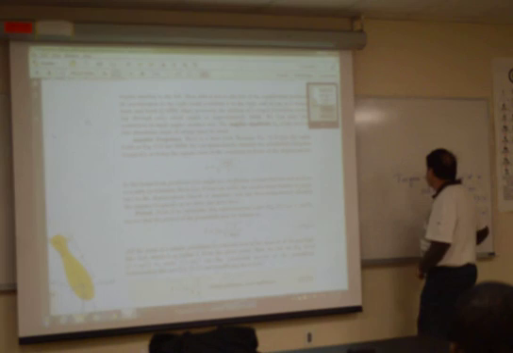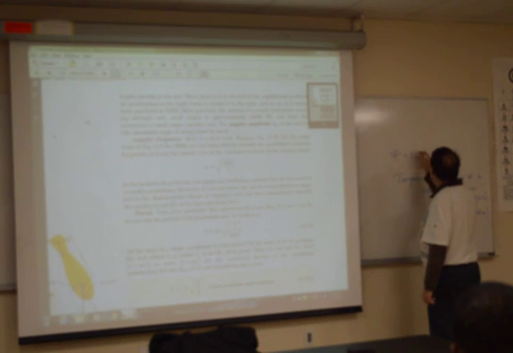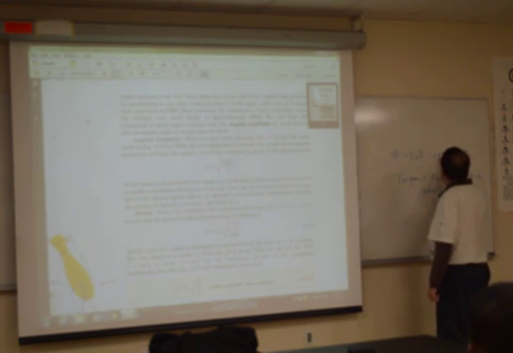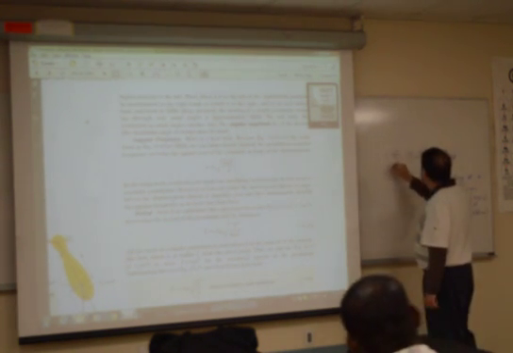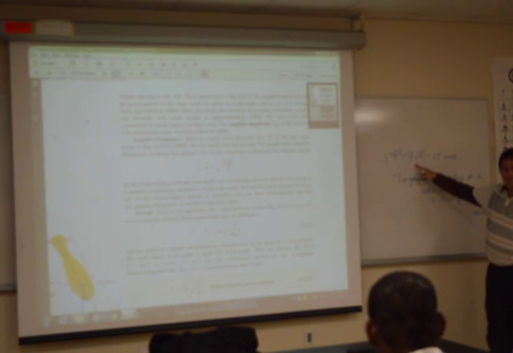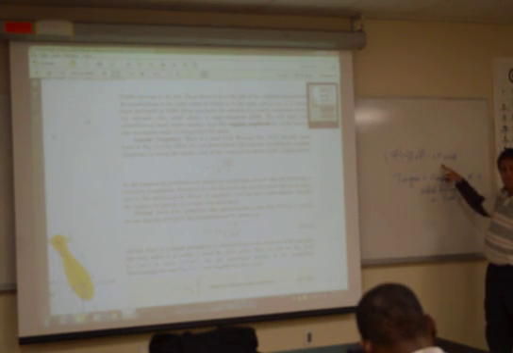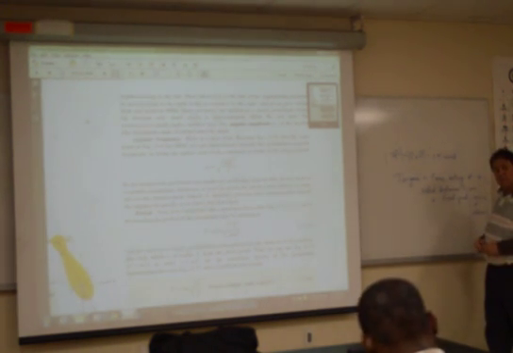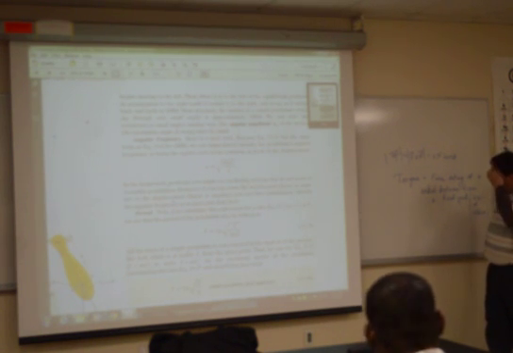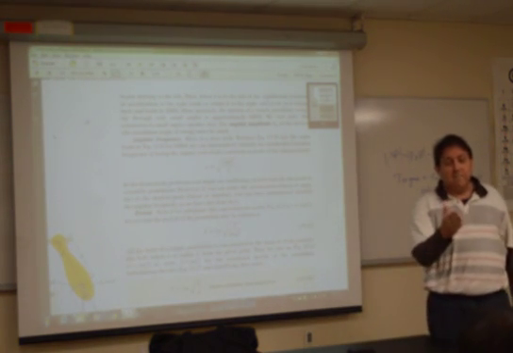R times F, torque then is R cross F, which is RF sine phi. Right? This is the magnitude. RF times the sine of phi. It's a cross product. Torque is a vector. This is the magnitude of it. And the direction is from the right-hand rule. We did cross products, right? Remember that? The right hand.